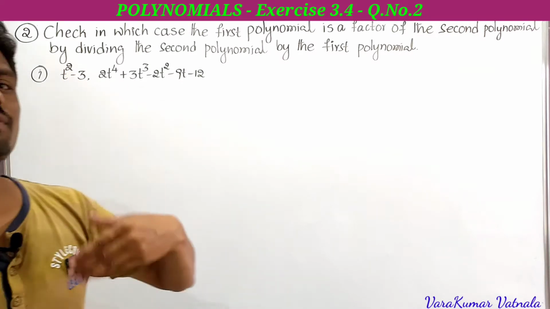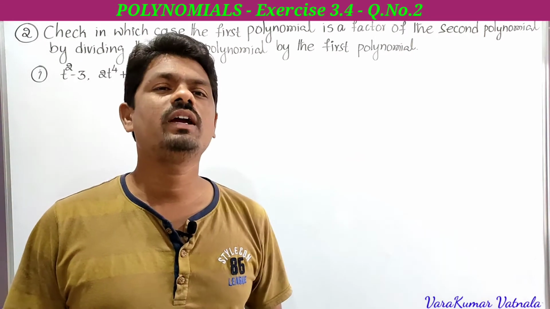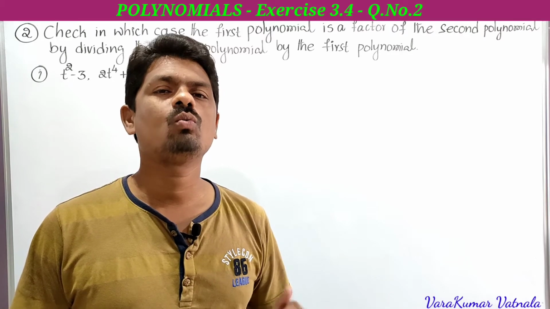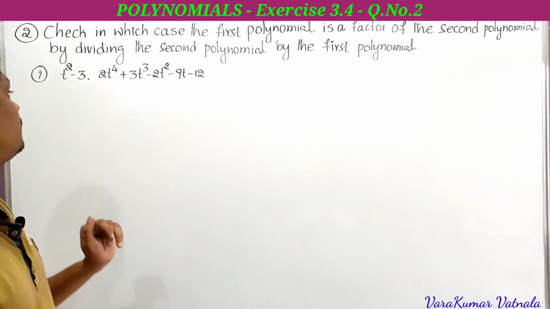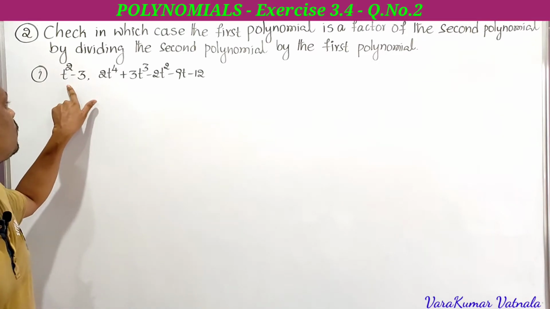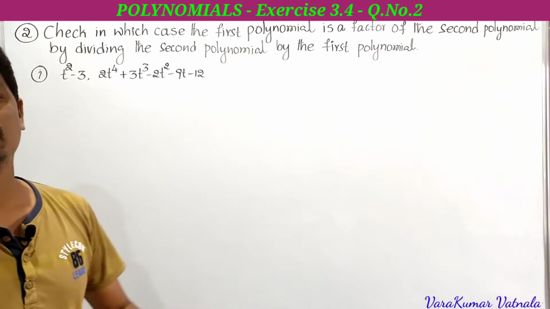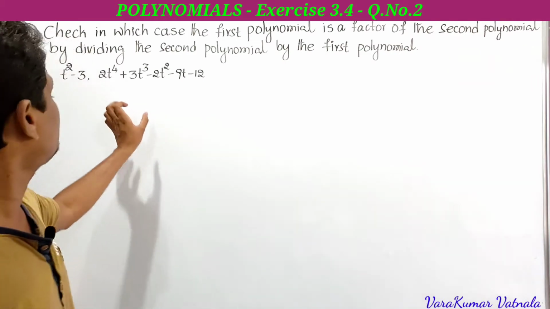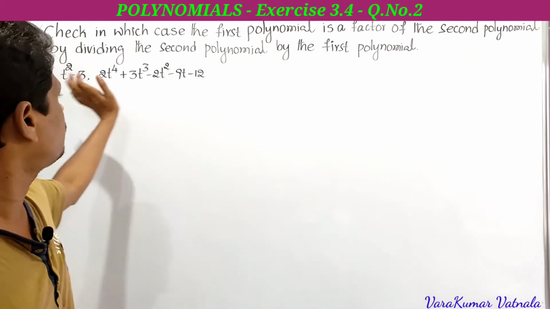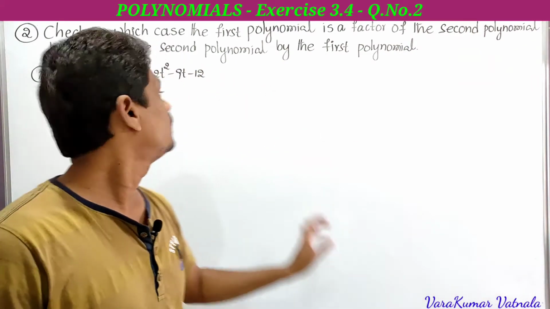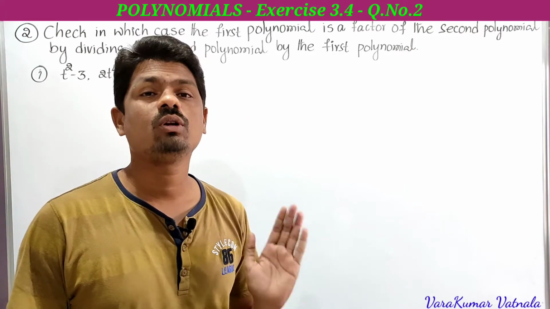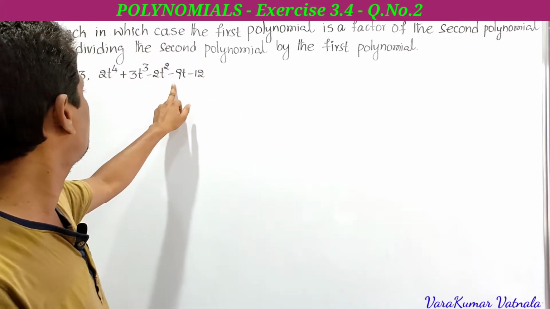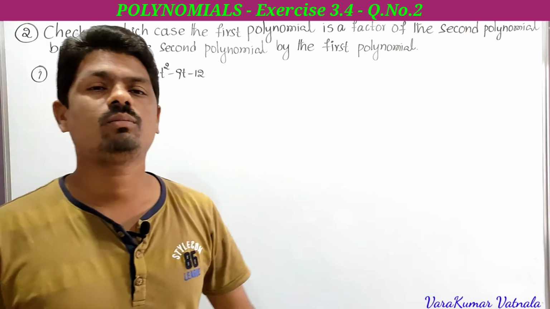So when we say factor, if we get the remainder 0, we can say the divisor is the factor. Here this is the divisor, and this is the dividend. If we get the remainder 0, then t square minus 3 is a factor of this polynomial. We can decide. So now we have to divide the second polynomial by the first polynomial.